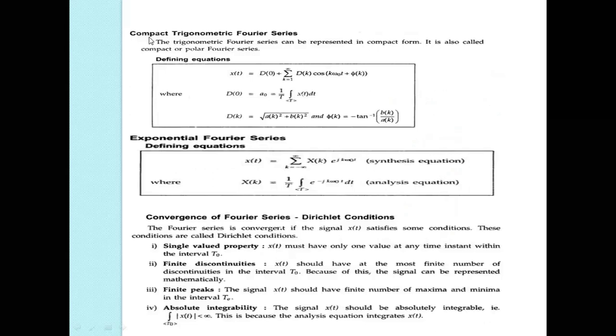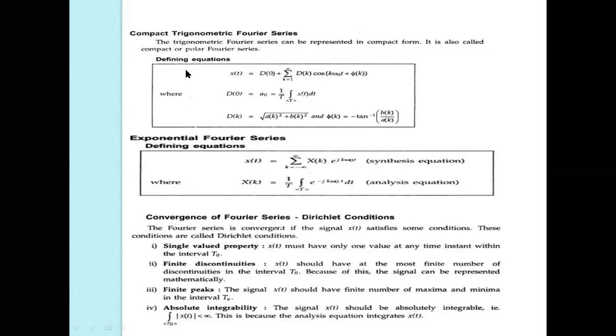The second one is the compact trigonometric Fourier series. Compact means it is a polar form. The previous trigonometric Fourier series is a rectangular form. Now convert that into the polar form. From rectangular to polar, it has the magnitude and the phase.